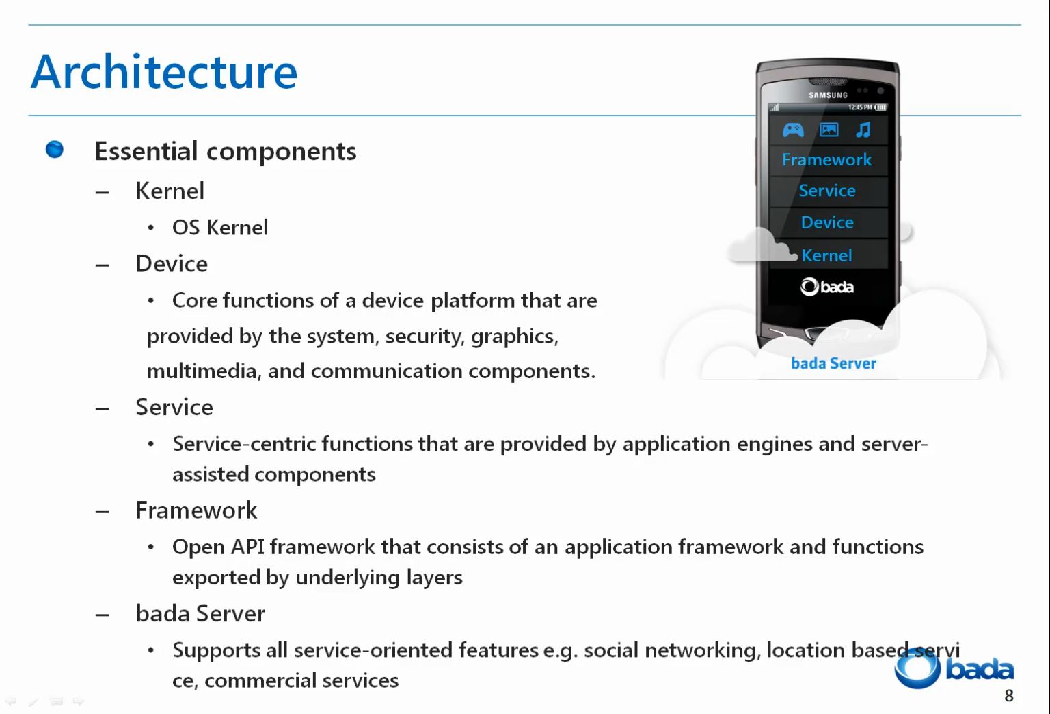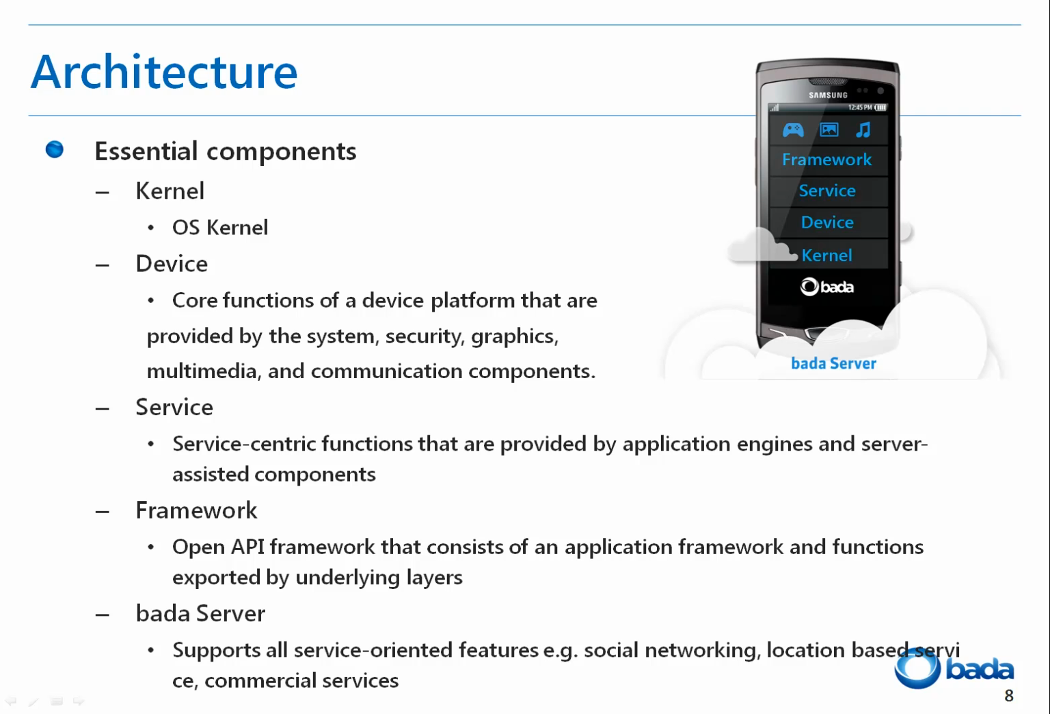Next, let's take a look at the bada architecture. The bada platform basically consists of 4 components: the kernel, device, service, and framework. The kernel refers to the kernel of the operating system. The device component refers to the core functions of the platform offered by the system, security, graphics, multimedia, and communication components. The service layer provides service-oriented functionalities through components that interoperate with the application engine and the bada server.